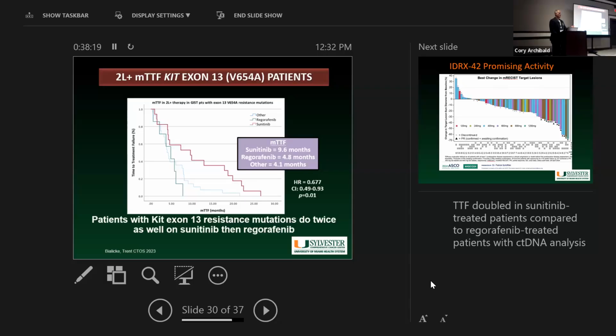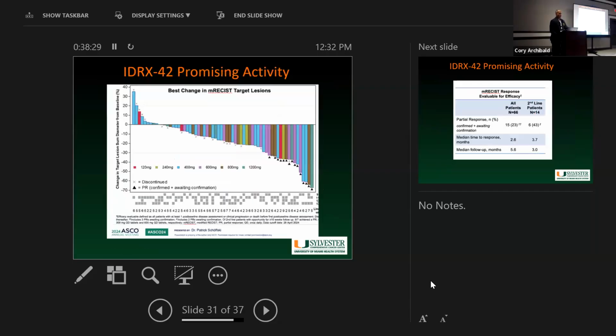But we still need more drugs. Beyond using the same drugs in a smarter way, we still need new drugs. So there's another agent on the horizon that looks really promising called IDRX-42. And these are patients with imatinib-resistant GIST enrolled prospectively in this phase 1 study, starting at 120 milligrams, dosed up to 1200 milligrams. And again, you can see this waterfall plot where each bar is a downward deflection showing the percentage of decrease in the patient's tumor size.